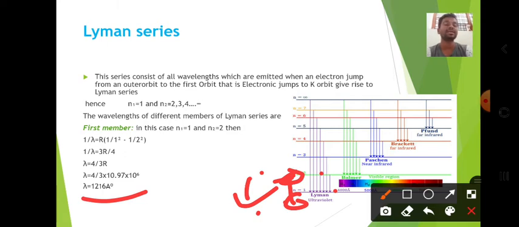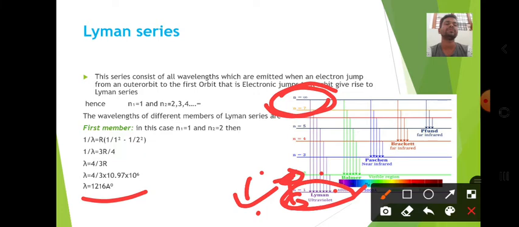Like this we have to calculate the second member, and there is no need to calculate the third member directly. We have to calculate the final, last one, that is infinity. Not only for the Lyman series, for all the series we have to calculate like this. And what is the Lyman series? Once again, the Lyman series is when the electronic jumps take place from different outer orbits to the K shell.